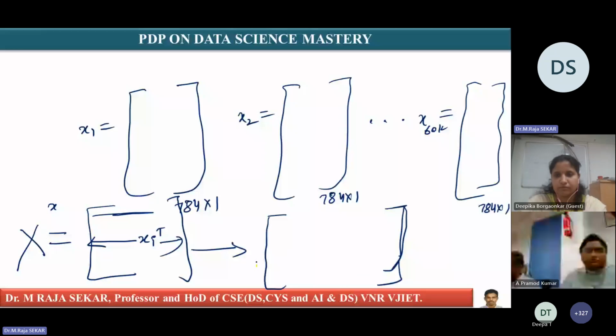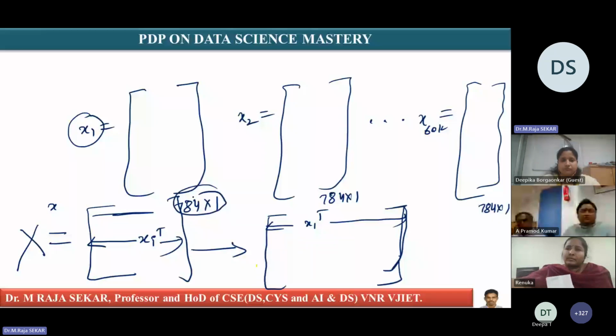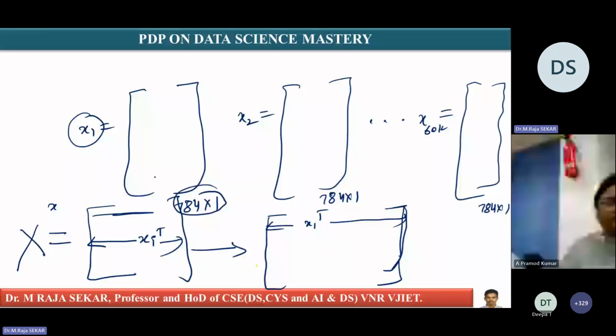Yes. What is my first row? My first row is X1 transpose. That is related to some image. X1 transpose means, what is my X1? X1 is 784 by 1. Transpose means this column vector will become a row vector. This is 1 by 784. What is my X2 transpose? That is the second image. Second image transpose means, again it is 1 by 784.